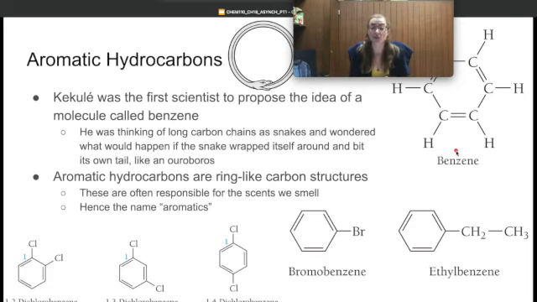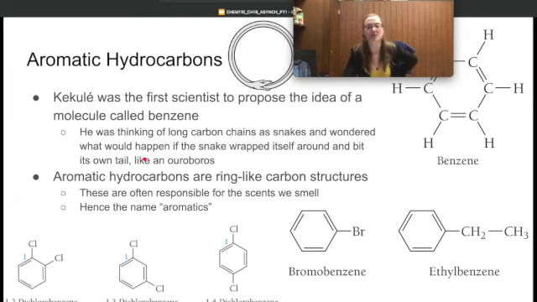However, we did mention that we do have these cyclic structures that hydrocarbons can form as well. So Kekulé was the first scientist to propose this idea of a molecule called benzene. You can see it over here on your screen. There's a carbon hiding back behind my head. I'm sorry, I can't make my video any smaller. But the idea here is that he was thinking of these long carbon chains, and I think this is really cool, as snakes. So he was thinking about them kind of snaking around. They don't really have a ton of flexibility in their chains, but he was thinking about them as snakes, and he thought, what happens if the snake runs around and grabs its tail and forms a circle?